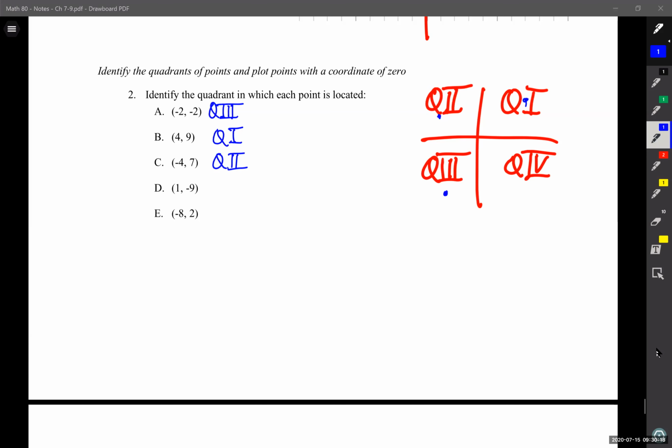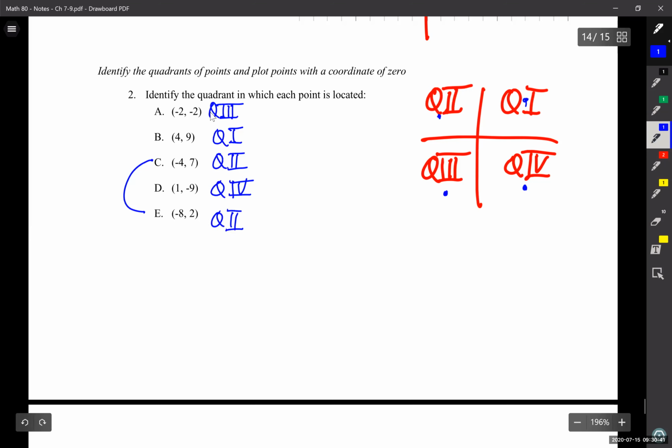For D, I start off positive, which is to the right, and then I go negative, which is down, so I will end up in quadrant 4. And finally, C and E are similar because I start off negative as my first number, and then I have positive as my second number, so they're going to have the same answer, quadrant 2.